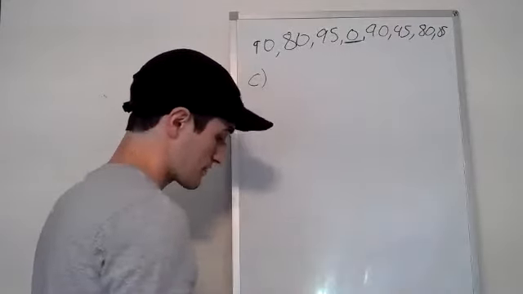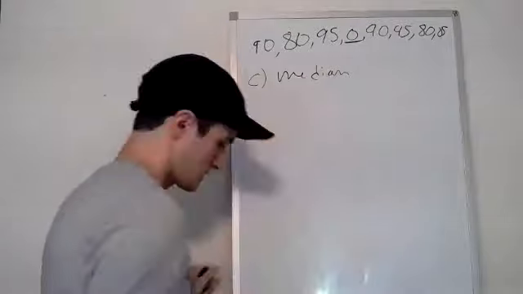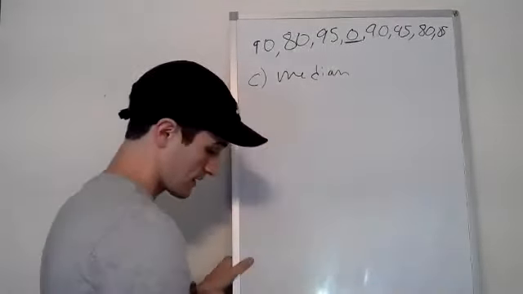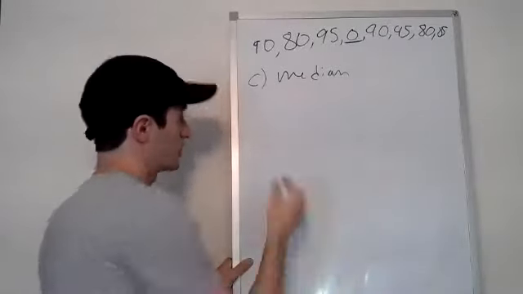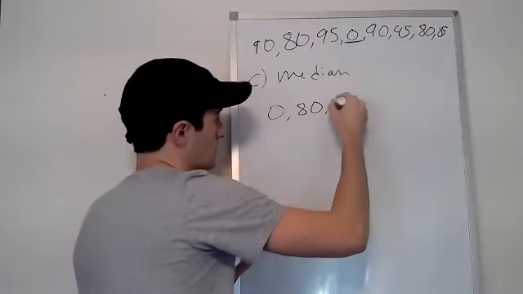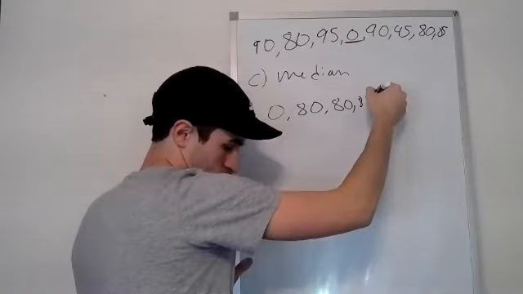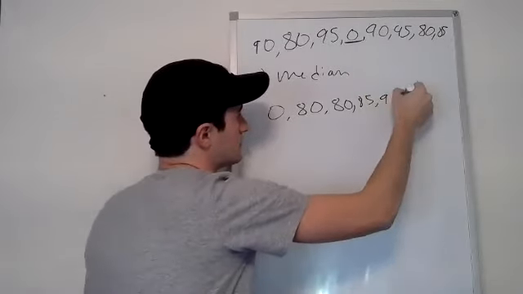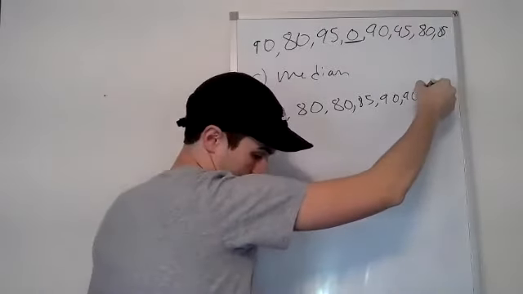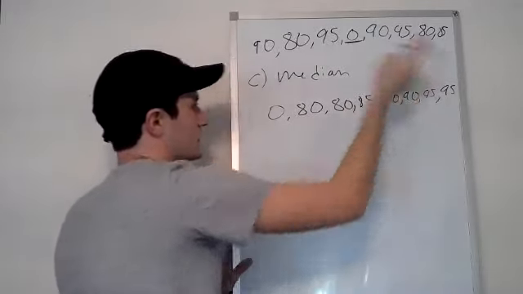So let's do C. Now we're looking for the median. So with and without the outlier, the first thing we've got to do is list it in order. So 0, 80, 80, 85, 90, 90, 95, 95. 1, 2, 3, 4, 5, 6, 7, 8, yeah, okay.